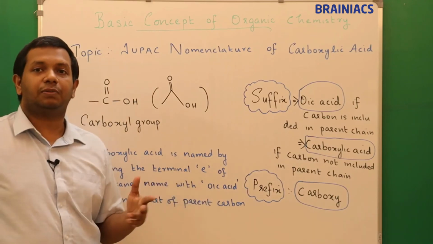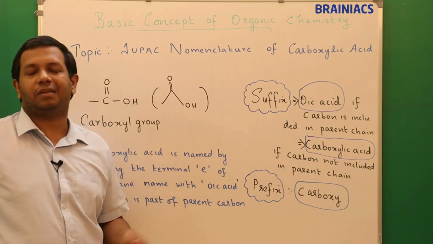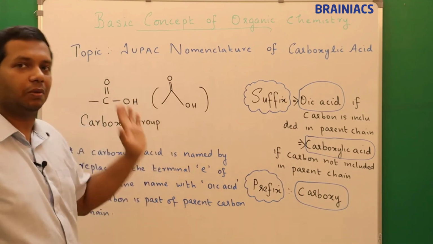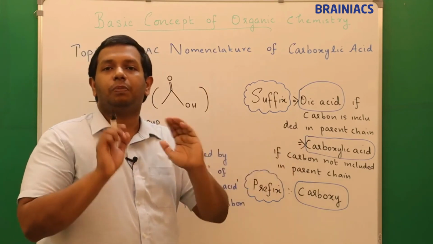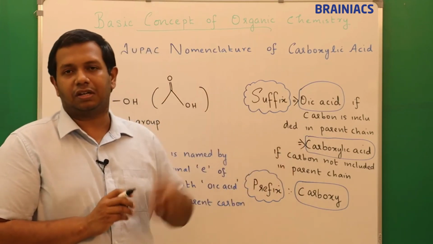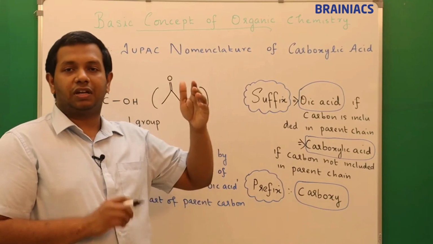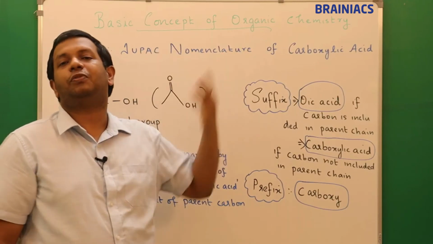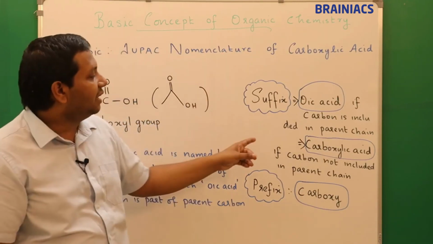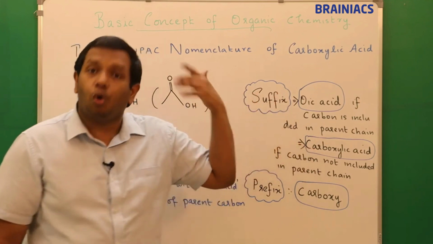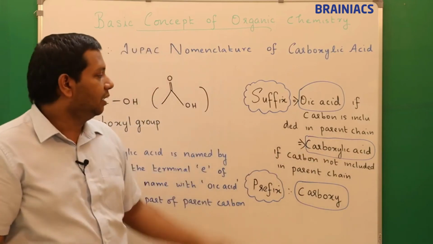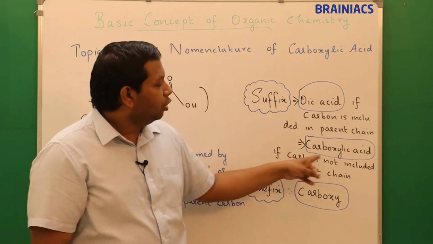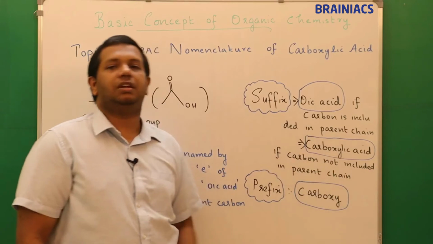We do this if that carbon is part of the parent carbon chain. There can be another case where the carbon cannot be part of the parent carbon chain. We have seen some examples, I hope you remember. Now the next case: suppose that carbon is not part of the parent carbon chain, an exceptional case where I have told you that outside the ring there is only COOH, you cannot form a parent chain there. In that case, since that carbon is not included in the parent chain, we use the term carboxylic acid. That's why it is written: if carbon not included in parent chain.